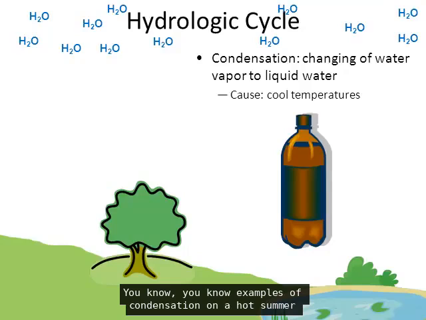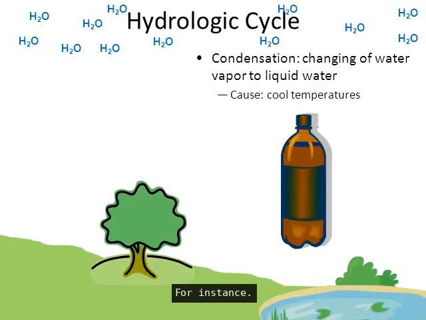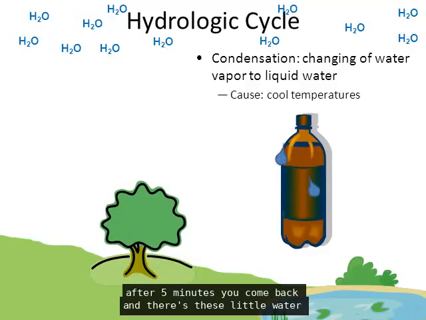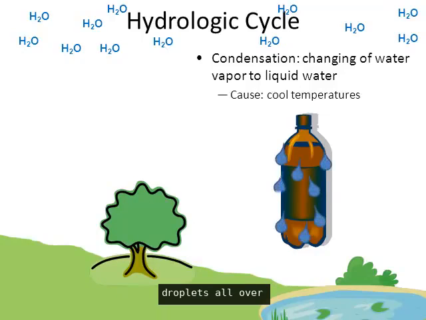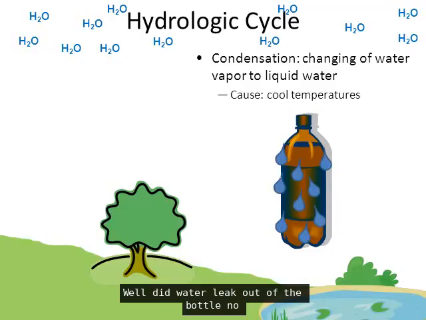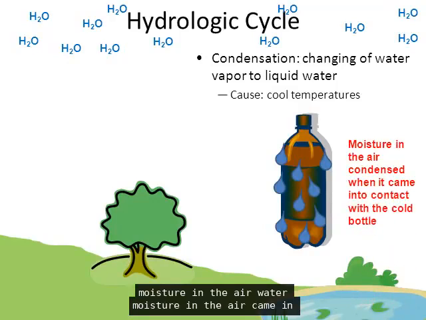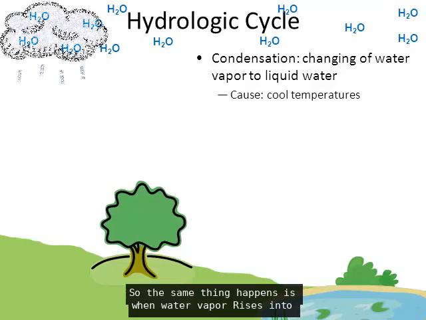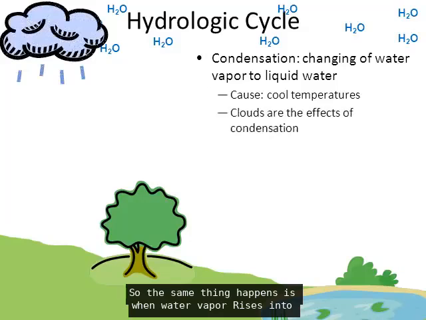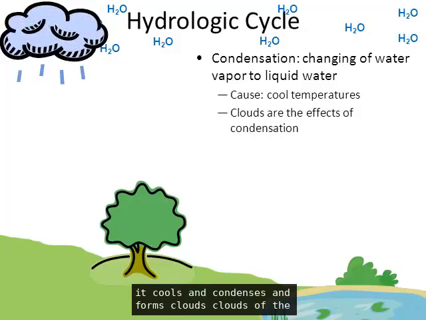You know examples of condensation on a hot summer day. For instance, let's say you take a soda out of the refrigerator and leave it outside for 5 minutes. After 5 minutes, you come back and there are these little water droplets all over the soda bottle. Well, did water leak out of the bottle? No. Water moisture in the air came in contact with the cold bottle and it condensed and formed these little droplets. So the same thing happens when water vapor rises into the air: it cools and condenses and forms clouds. Clouds are the results of condensation.